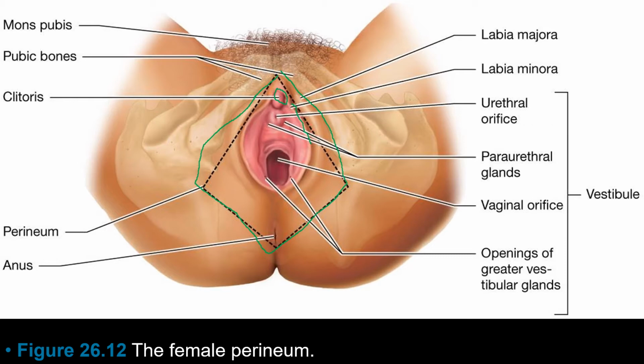You've got the openings here alongside the vaginal orifice of the greater vestibular glands. All of these sort of working to secrete mucus and allow easier flow. You've also got the mons pubis on top, and that appears to be it. Do note that the urethral orifice, the periurethral glands, the vaginal orifice, and the vestibular glands all make up the vestibule.